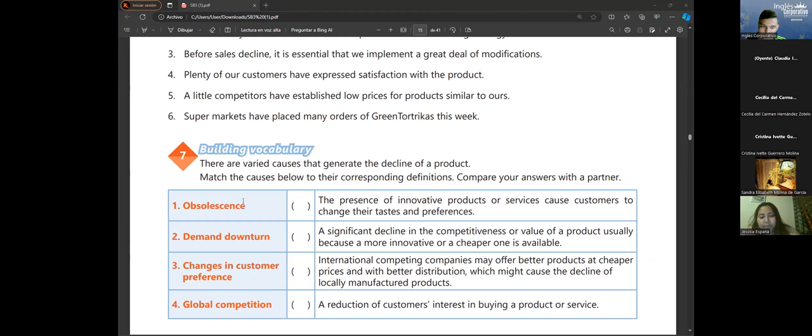The word number one. I'm going to read the word and you have to tell me the description. For example, obsolescence. Jesus, that's a tricky word. What is the description of this? Number one.